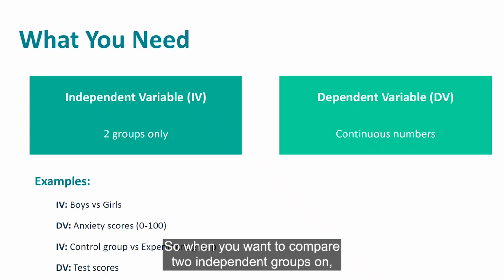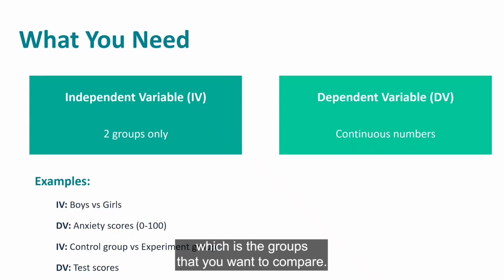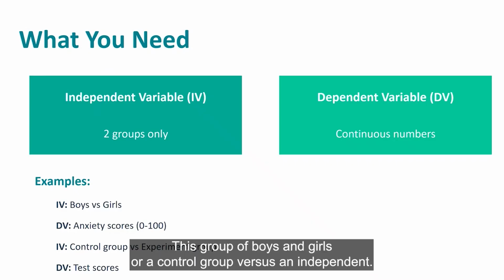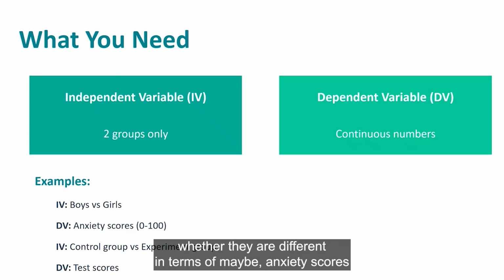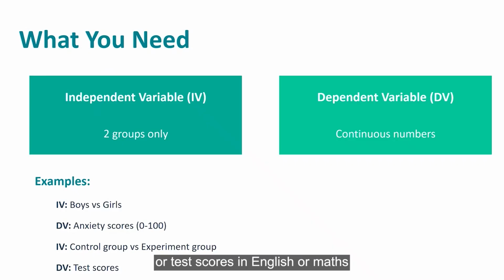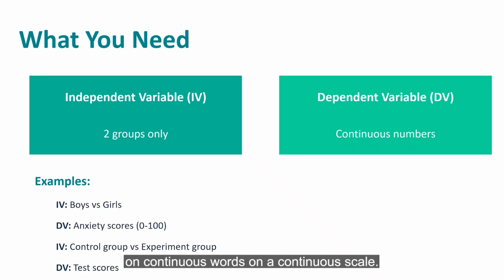So when you want to compare two independent groups on a variable of interest, what do you do? First of all, you need to identify your independent variable, which is the groups that you want to compare. This could be boys and girls, or a control group versus an experimental group, that you want to measure, whether they are different in terms of maybe anxiety scores or test scores in English or maths, or let's say self-efficacy, anything that has been measured on a continuous scale.